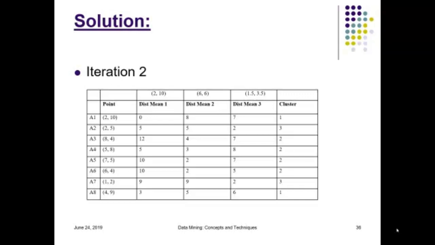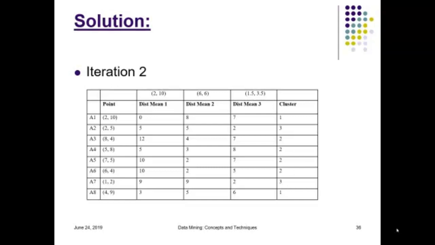Using the same distance function, we can calculate the distance from each cluster center to the data elements, and again we can determine the cluster for each data element. After considering the cluster centers, again we take the mean value. So that would be the answer for this particular question.